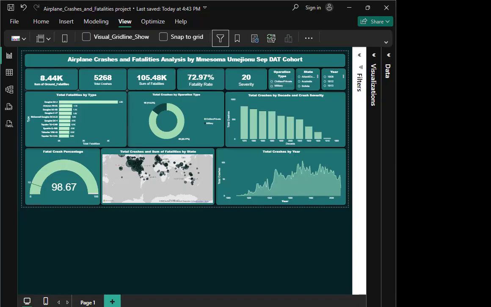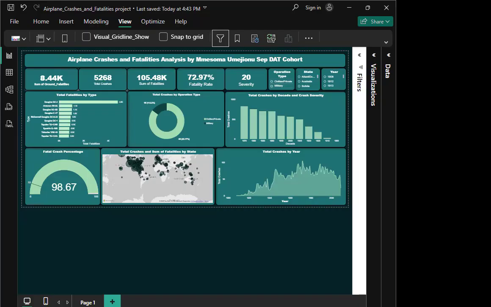On the left, we can see the total fatalities by aircraft type. Aircraft such as Douglas DC-3, Antonov AN-26, and Douglas C-47 account for the highest fatalities. These aircraft were widely used historically, especially for military and cargo operations, which explains their higher fatality counts. This tells us that older and heavily used aircraft models contribute significantly to overall fatalities.